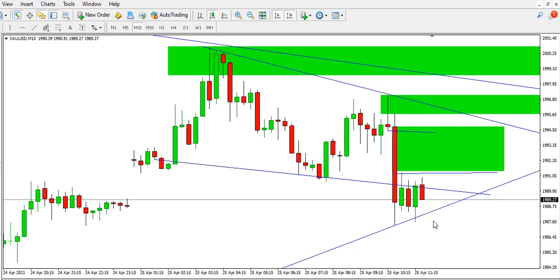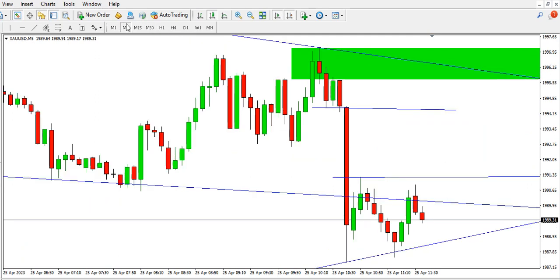Okay, so for now, price is descending. So if you want to scalp, look for opportunities to sell to an extent, then expect price to come to this area and then go further down south. Let's look at the 5 minutes time frame. Let me remove this. Let's look at what's happening on the 5 minutes time frame.